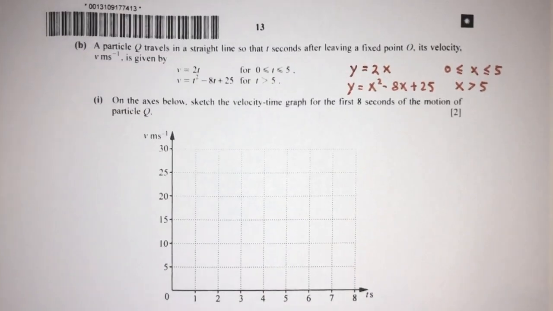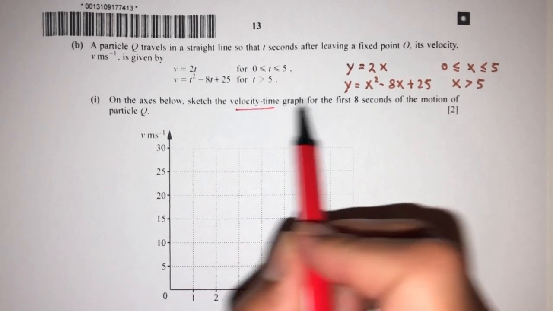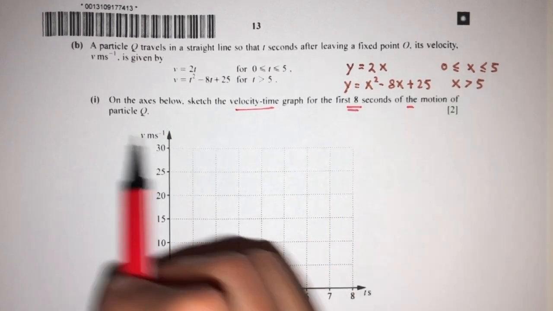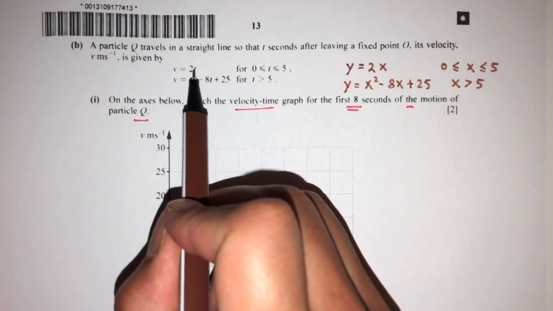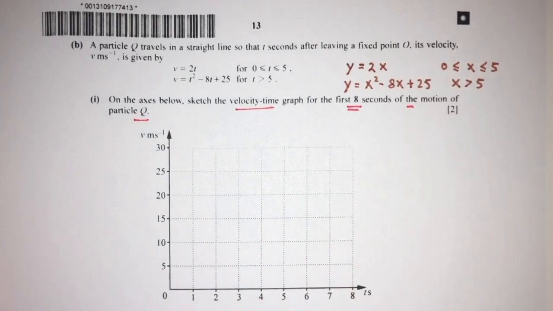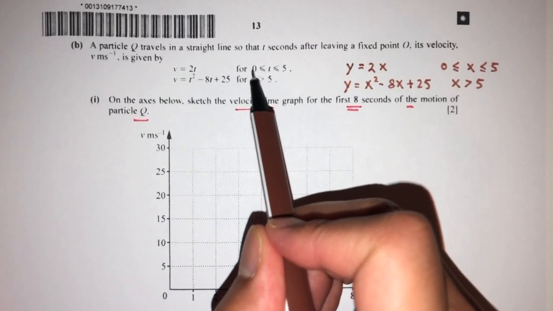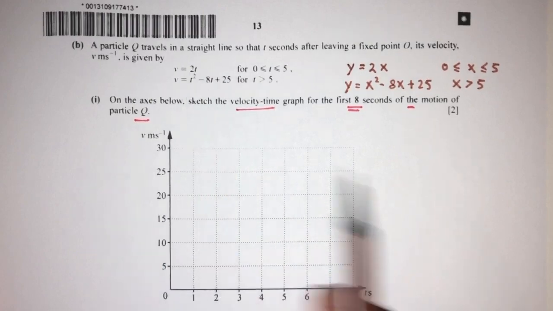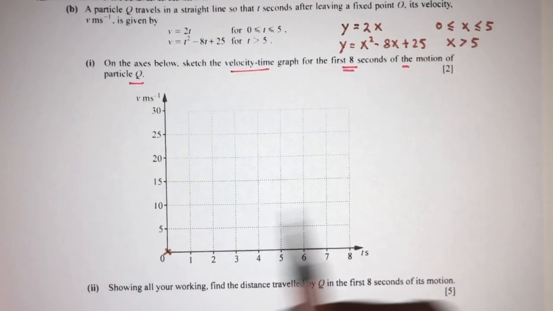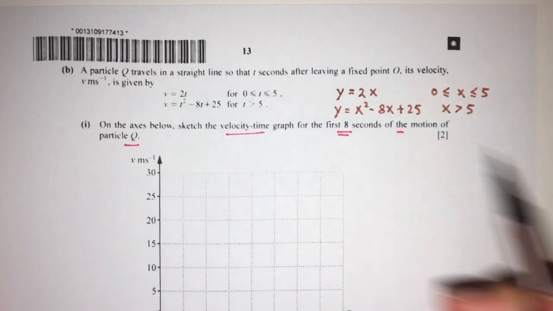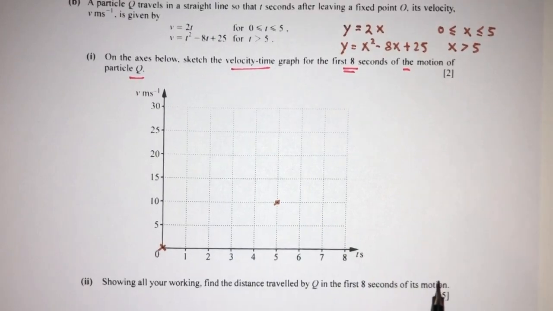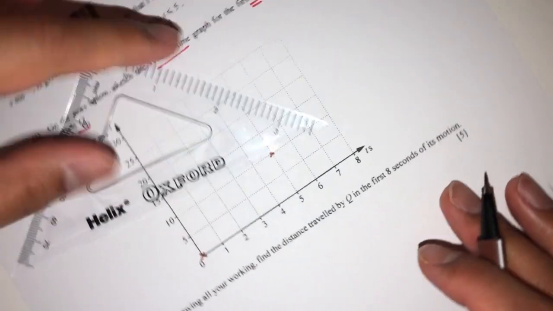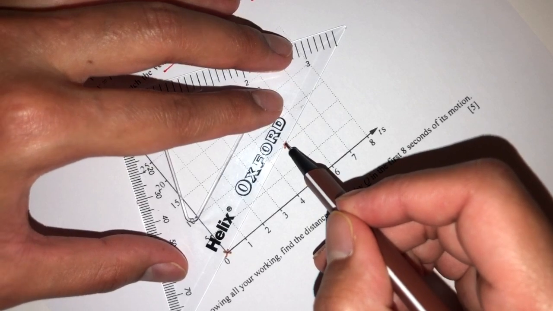Now for part 1, we have to sketch the vt graph for the first 8 seconds of the motion. The first part is pretty easy. As we know, y equal to 2x is a straight line. So let's just find 2 points. When t equal to 0, the value of v will be 0. That's the first point. When t equal to 5, the value of v will be 10, which should be right here. So these two can be joined by a straight line, because that is the equation of a straight line, v equal to 2t.